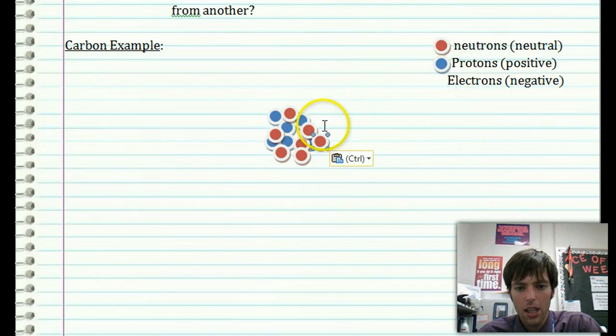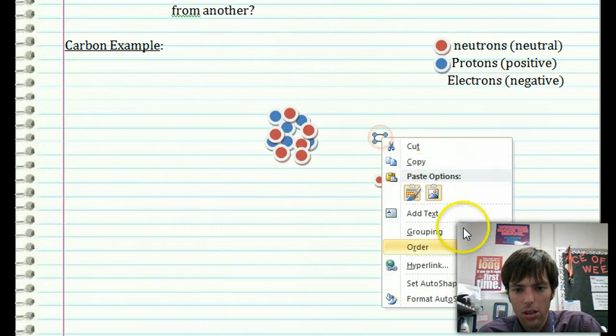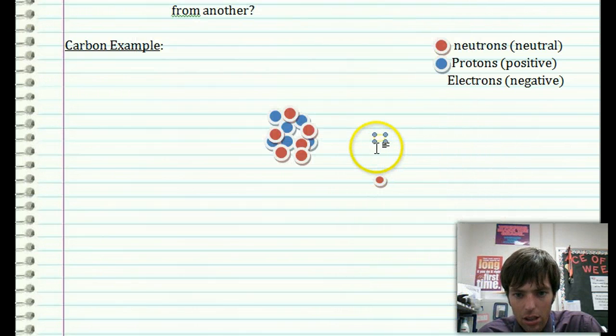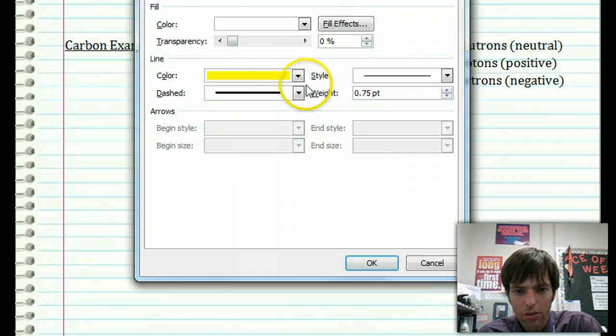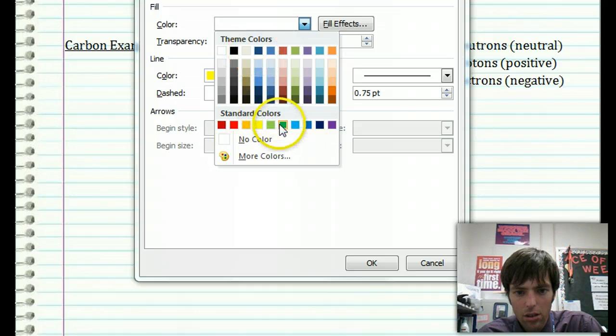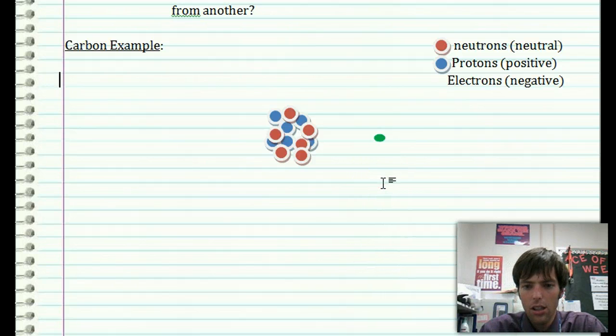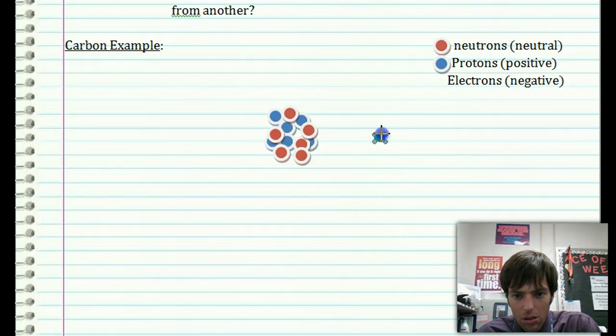And let's make another circle, but we want to make this a small circle because you'll remember from reading your textbook that these electrons are 200 times smaller. There we go. Let's fill that. Let's do a nice green. You can do any color you want, you guys. But I'm going to try to make this as small as possible because it's 200 times smaller than protons and neutrons. So mine are going to be over here.